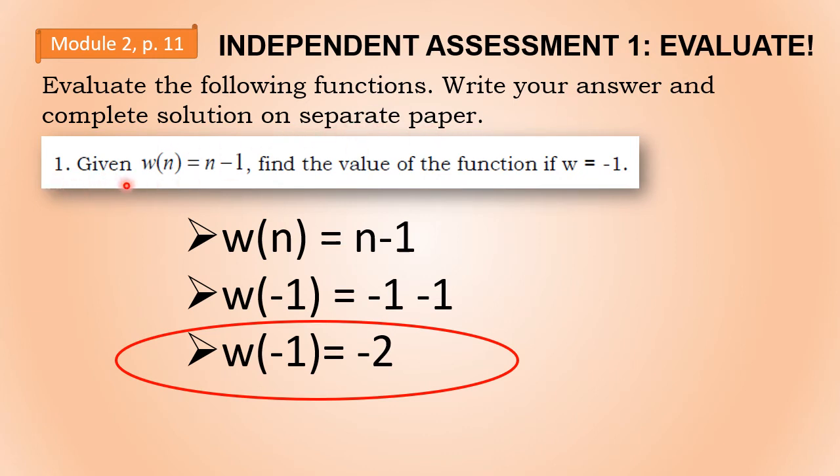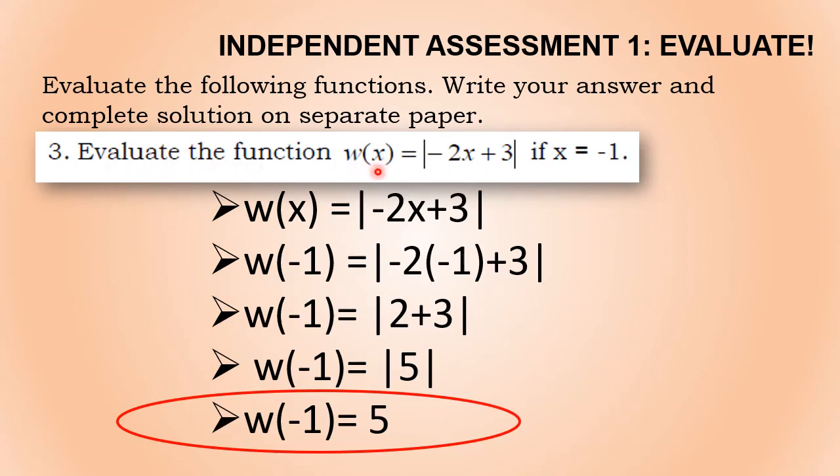Number 1. Given w of n is equal to n minus 1. Find the value of the function if n is equal to negative 1. Solution. w of n is equal to n minus 1. w of negative 1 is equal to negative 1 minus 1, and so w of negative 1 is equal to negative 2. Final answer is negative 2.